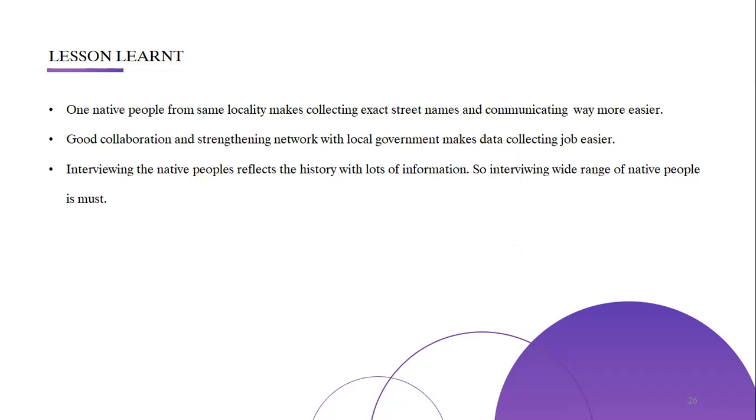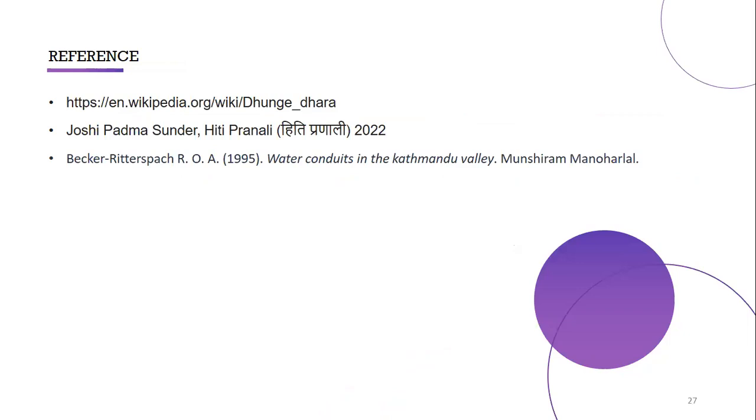And similarly, by interviewing the native people, we can easily get the history with a lot of information. If we ask the old age people, then they have a wide range of knowledge regarding the city, regarding the names of the streets, which are necessary. So we need to interview as well and collect all the data from them. And these were the references that were used during the HITI project and the street naming.